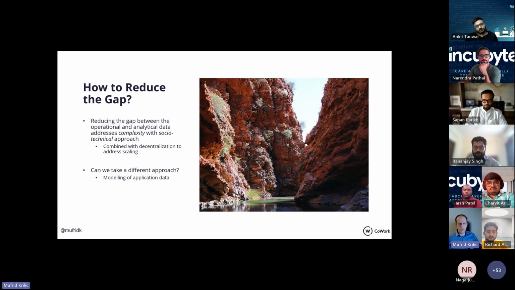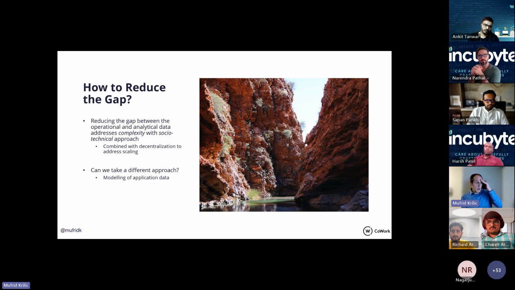Pushing the source of analytical data close to operational addresses complexity, and it's socio-technical, because different teams deal with different parts of the application or different applications, and it also aligns well with data ownership on the organizational level. So what I'll be talking about is, can we take a different approach of modeling application data so we can have a better foundation for doing analytical work?